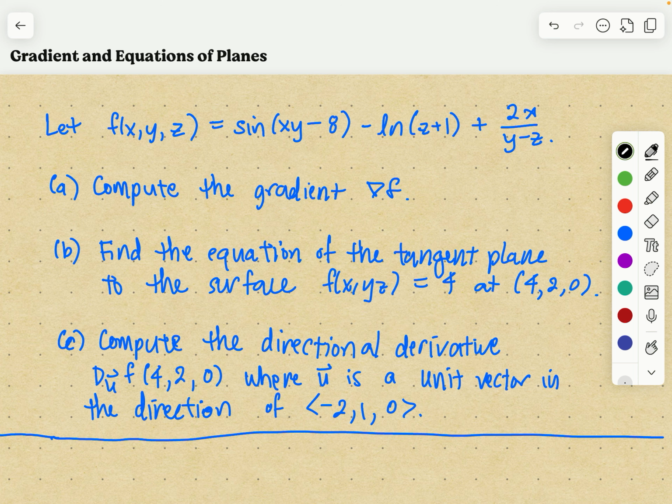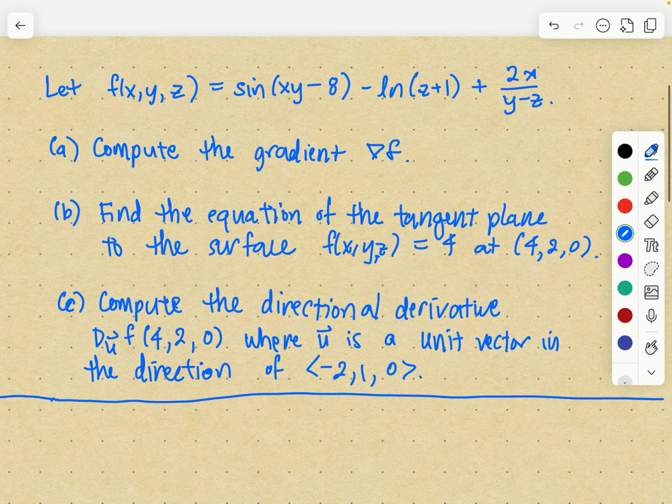Part B says find the equation of the tangent plane to the surface f(x,y,z) equals 4 at (4, 2, 0). And part C says compute the directional derivative D sub u f at (4, 2, 0), where u is a unit vector in the direction of (-2, 1, 0). Okay, so why don't you pause the video and try to solve the problem, and then I'll go over the answer.